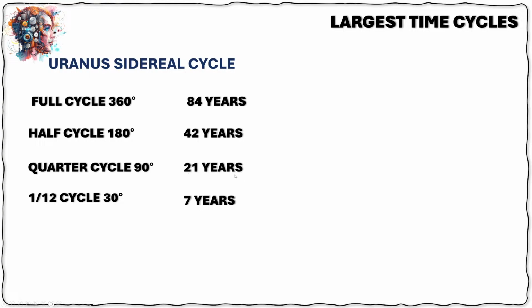Then you have the 1/12 cycle or 30-degree movement of Uranus, which is the 7-year cycle. You may have heard that the market has a 7-year cycle. I'll prove to you that the 7-year cycle exists. Now, during this time, you have to understand that 7 years is not constant. It keeps expanding and contracting.